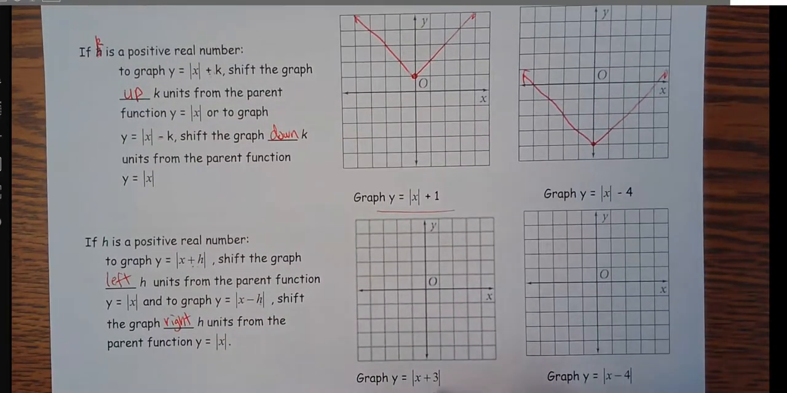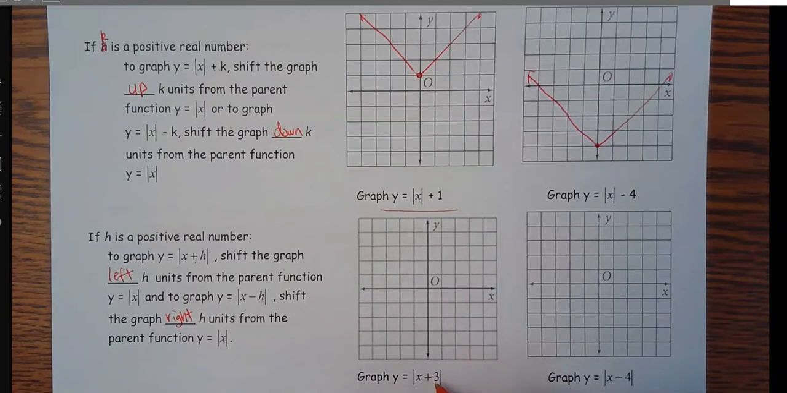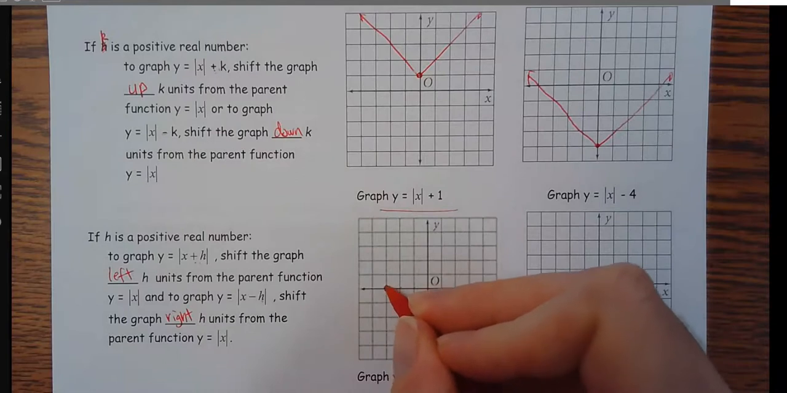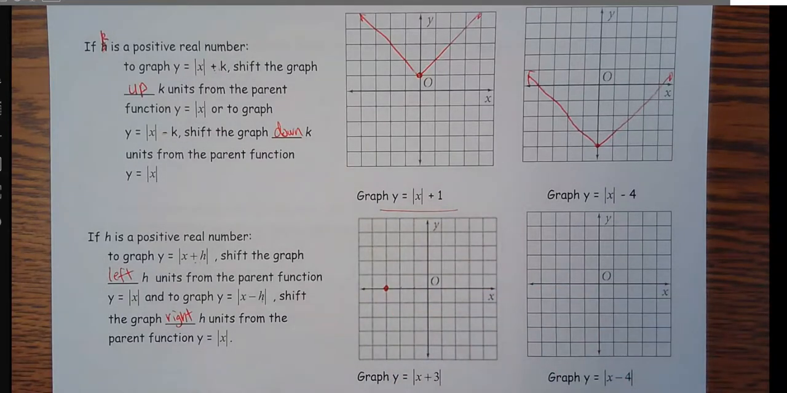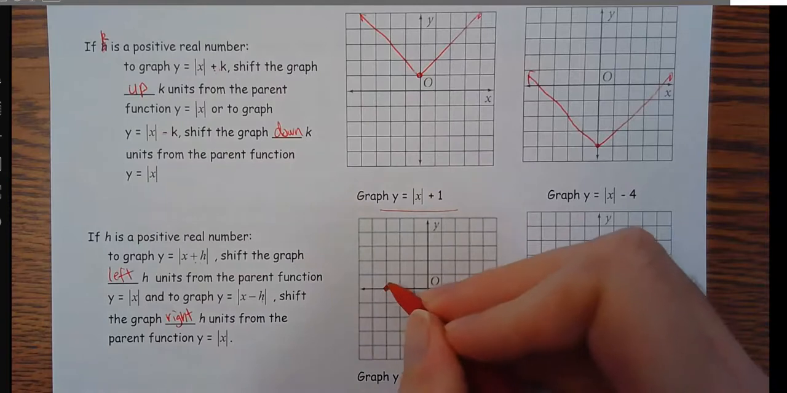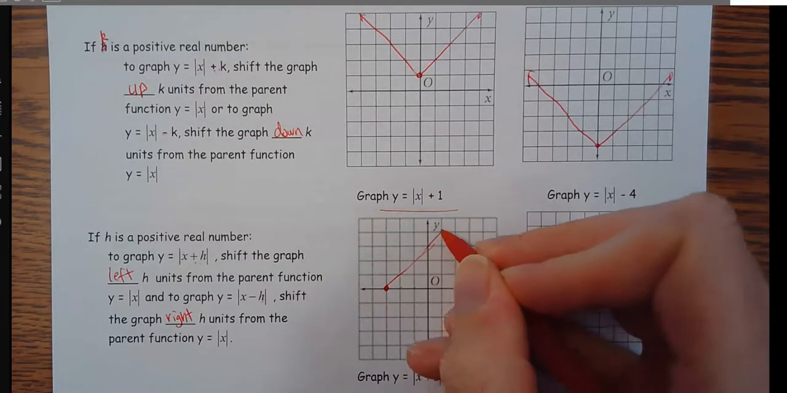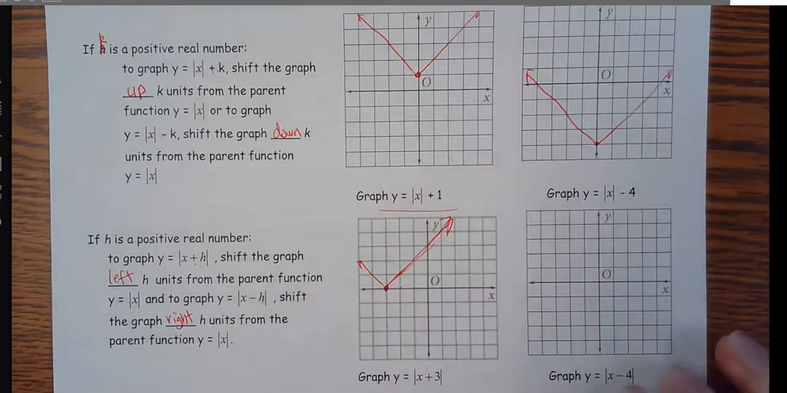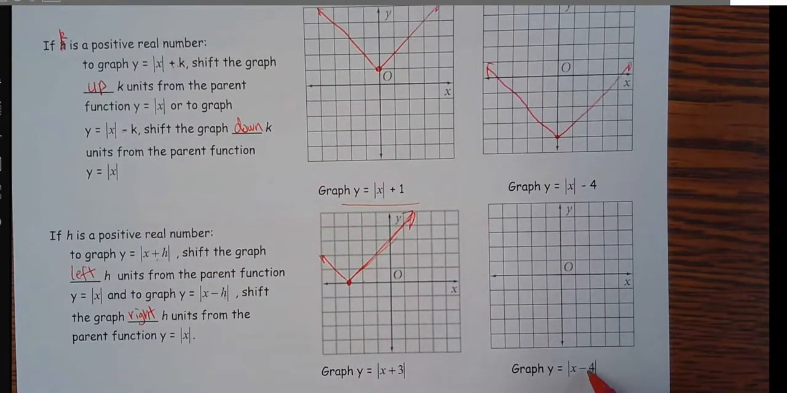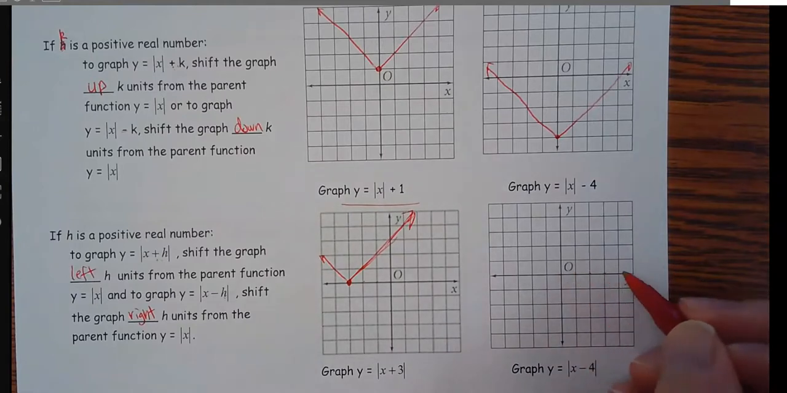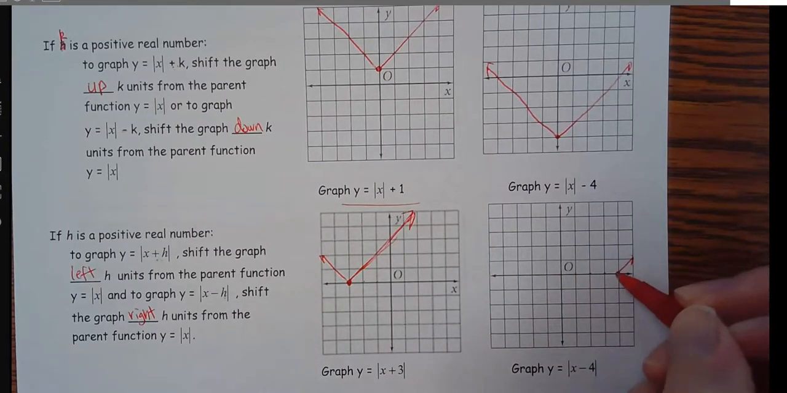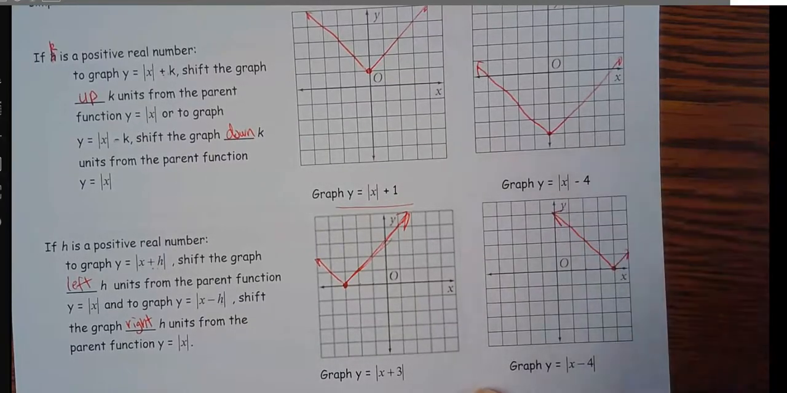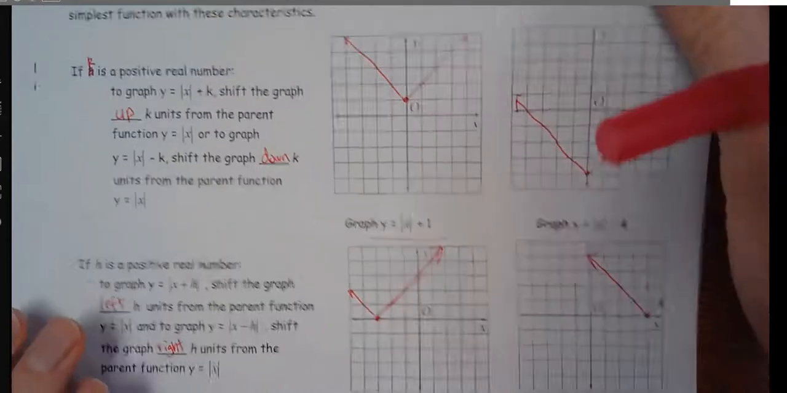Okay, it's like this guy right here. If I have a plus 3 here, then that's going to be left 3 units. So 1, 2, 3. That's where your vertex is, the corner of the V shape, and then go this way, and then this way. Okay. Minus 4 would be 4 to the right. So I'm a 1, 2, 3, 4. Slope of 1, slope of -1 going the other direction. Okay, now let's flip this over.